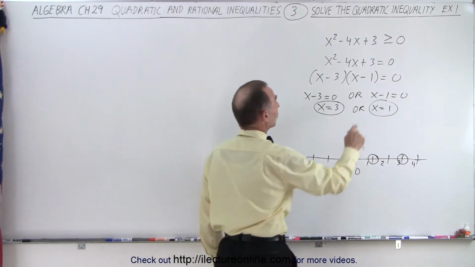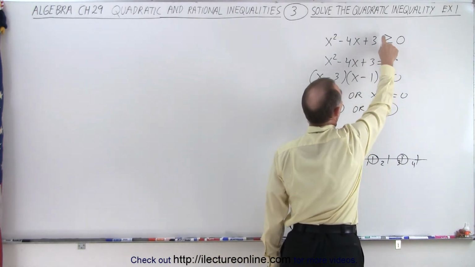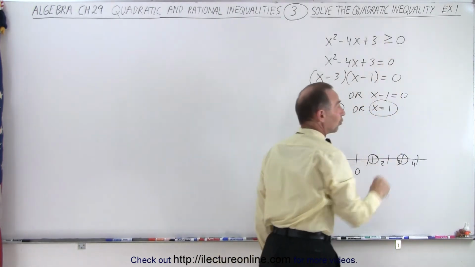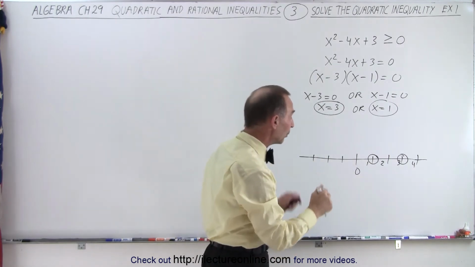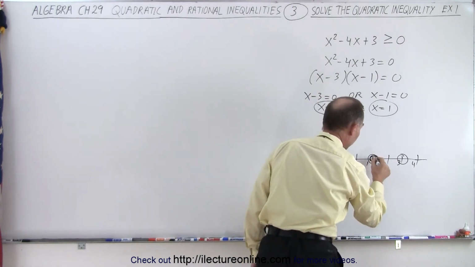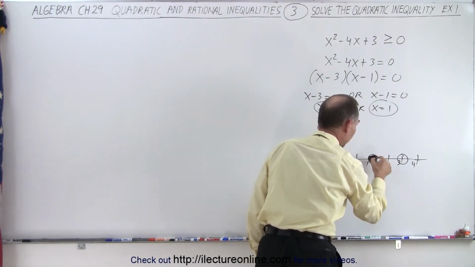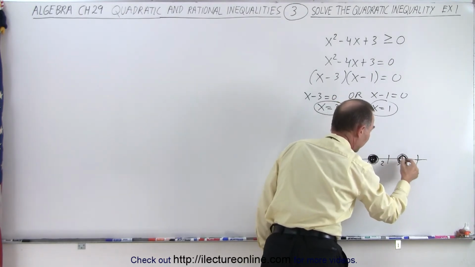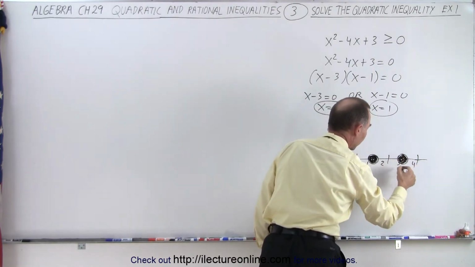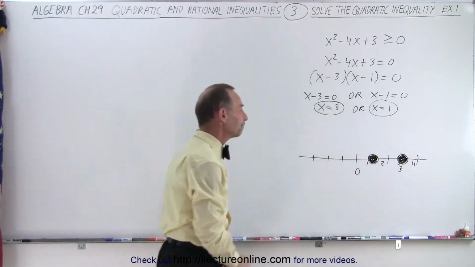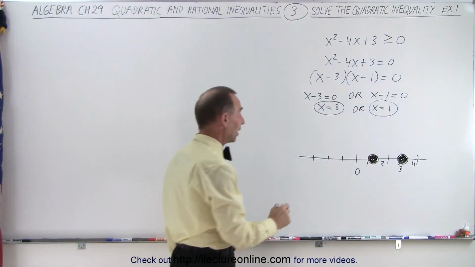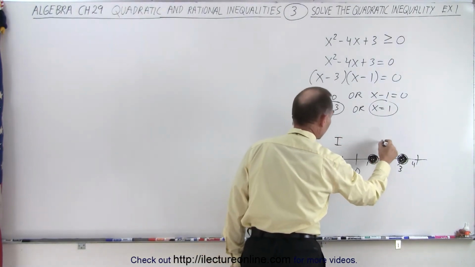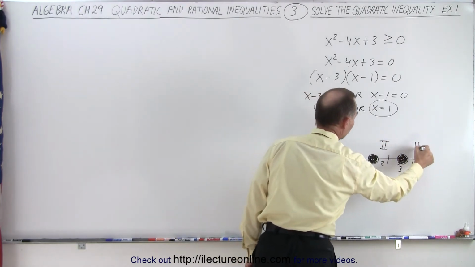So then I go back to the original problem, and notice it says greater than or equal to. So or equal to means that the endpoints are included. So we're going to make them dark, color in the circles. So that means that includes the endpoints, 1 and 3. All right. So now we have three regions. We have region number 1, we have region number 2, and we have region number 3.